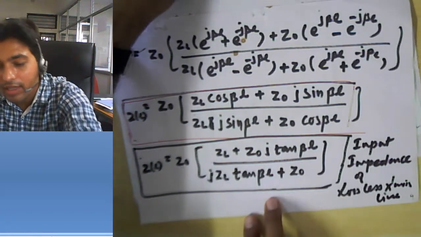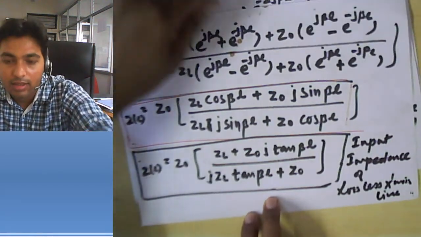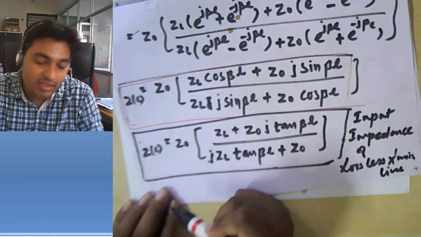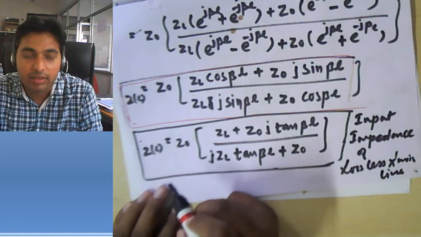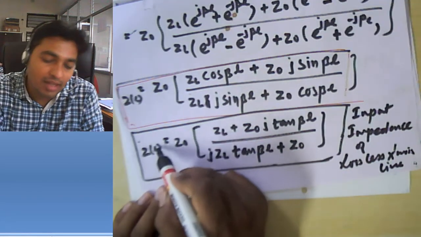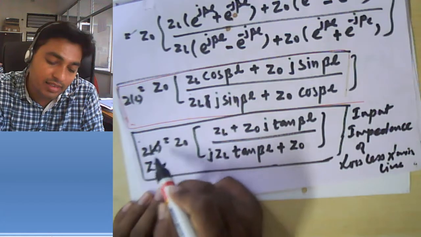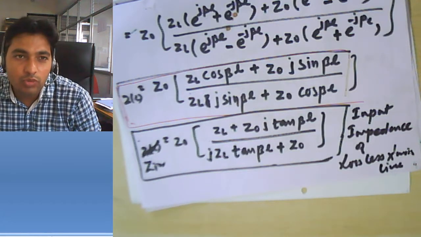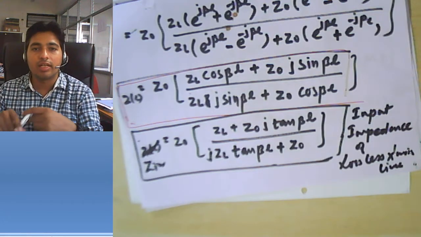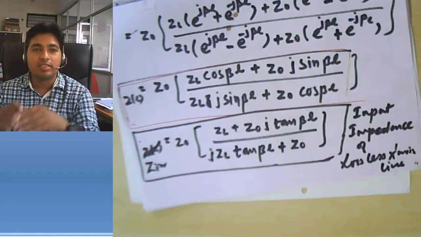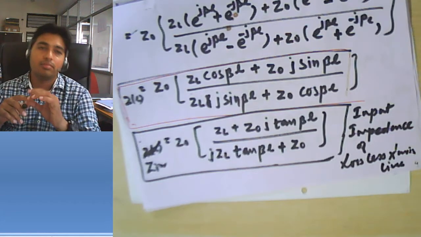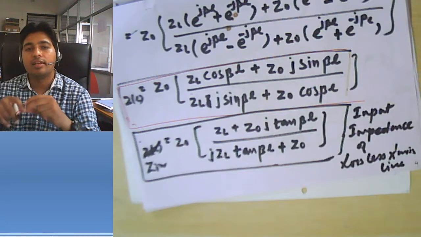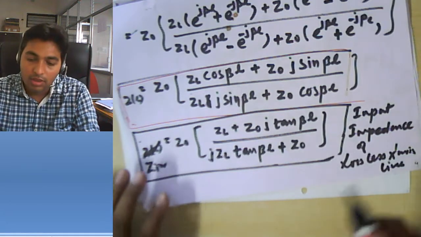Now from this we'll have some conclusion. Look at this equation very carefully. What does it say? The impedance, I will write ZA instead of ZL. That will be the input impedance at any point on a line, which will be equal to Z0 times some impedance, which is ZL plus J Z0 tan beta L divided by J ZL tan beta L plus Z0.